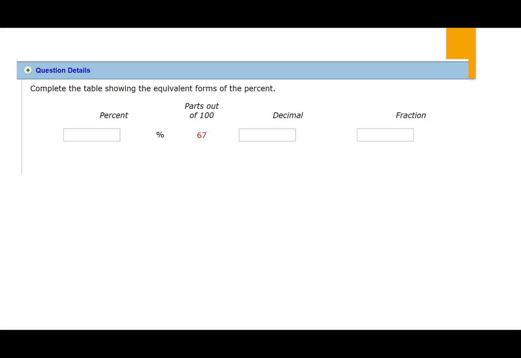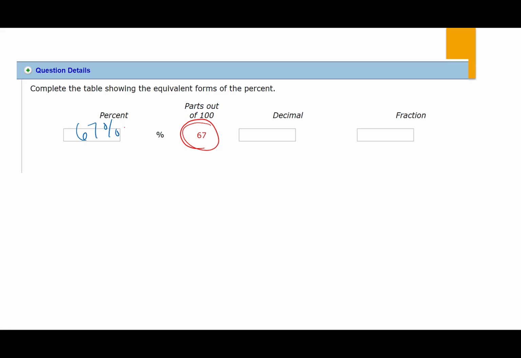Next question says complete the table showing the equivalent forms of the percent. The only information we have right now is that parts of 100 is 67. So you know percent is out of 100. If we have 67 out of a total of 100, let's say we have 67 people taking our math class out of a possible 100 students, that would be 67%.